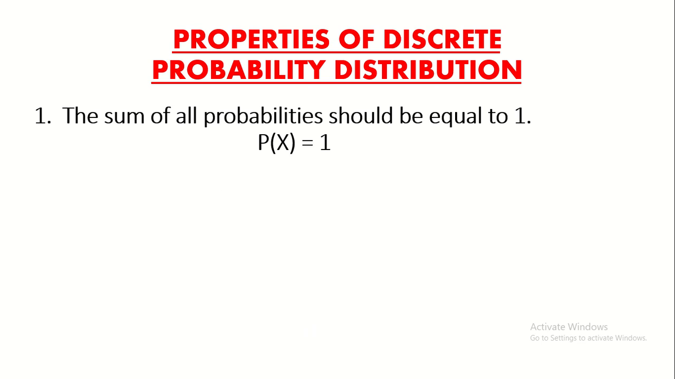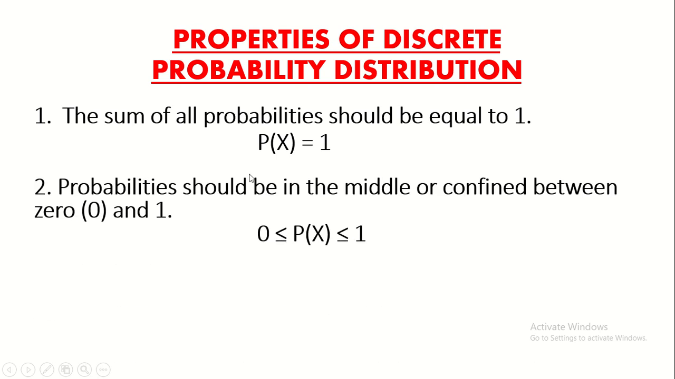Merong two properties ang discrete probability distribution. Unang-una dyan is the sum of all probabilities should be equal to 1, or the summation of P of X is equal to 1. Number 2, the probability should be in the middle or confined between 0 and 1.